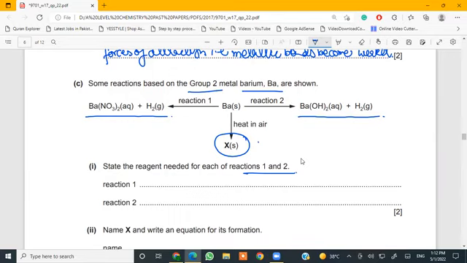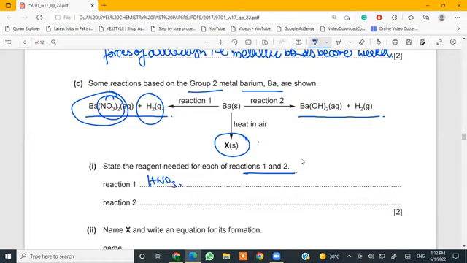All right, so if you look at reaction 1, it's giving you nitrate and a hydrogen gas, right? When do we get a hydrogen from a metal? When metal is reacted with an acid. Which acid? Just look at the anion over here. It's nitrate, so nitric acid. So the reagent used over here is nitric acid, HNO3.